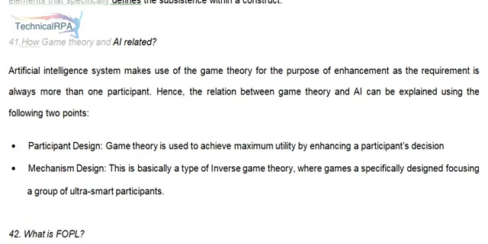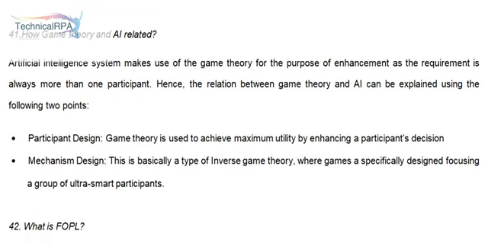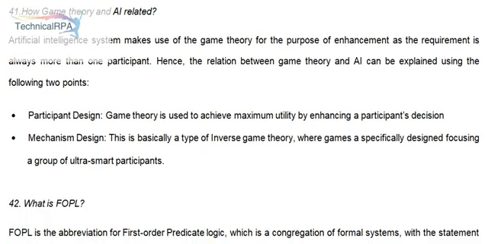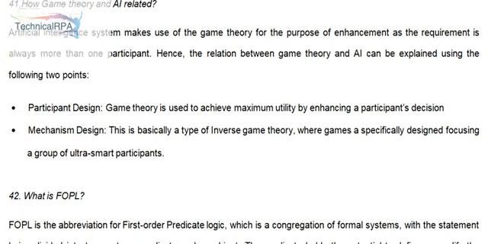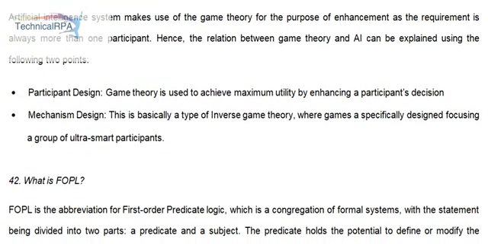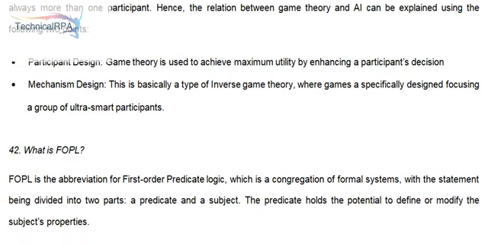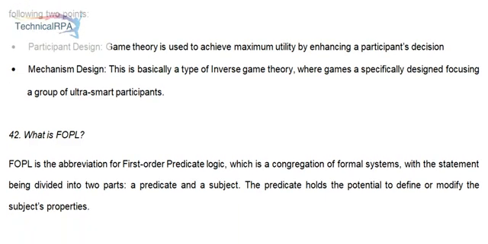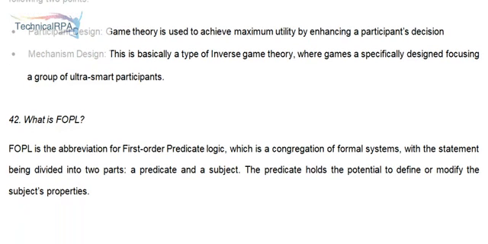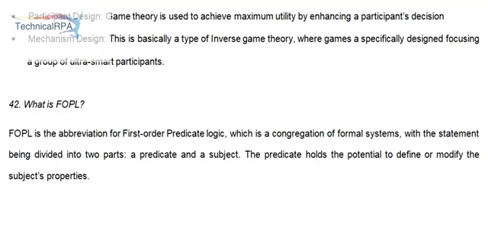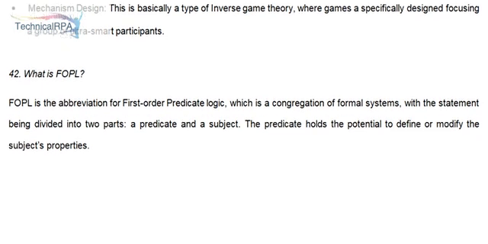41. How are game theory and AI related? Artificial intelligence systems make use of game theory for the purpose of enhancement, as the requirement is always more than one participant. Hence, the relation between game theory and AI can be explained using the following two points. Participant design: game theory is used to achieve maximum utility by enhancing a participant's decision. Mechanism design: this is basically a type of inverse game theory, where games are specifically designed focusing on a group of ultra-smart participants.